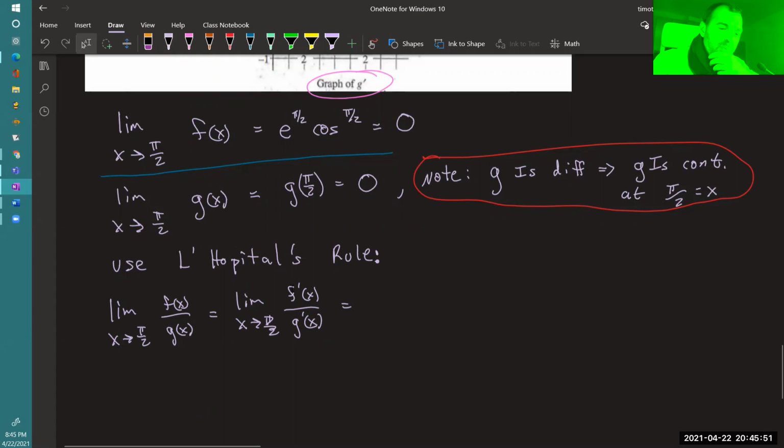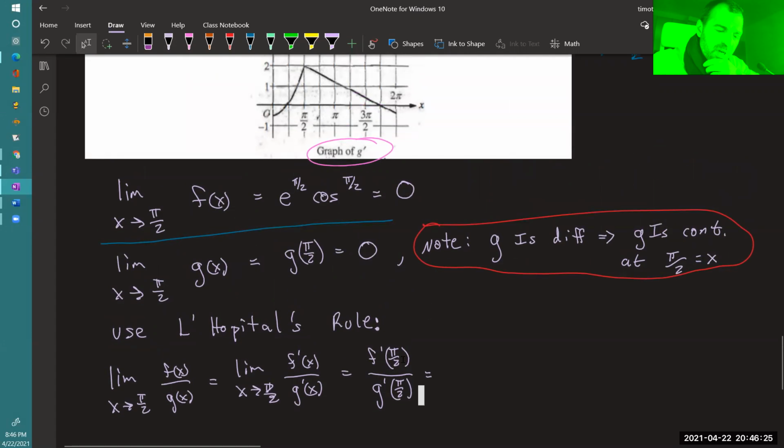So this should be f prime of pi over 2. This is going to be g prime of pi over 2. If neither of these are zeros, or I guess if they're not both zeros, then what I've written here is still okay. If they turn out to be both zeros, then I have to take these away again and rewrite them separately like I did up here. Okay, but that's not going to be the case, I think.